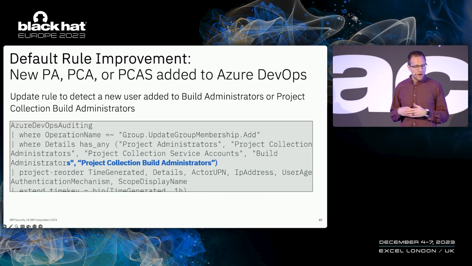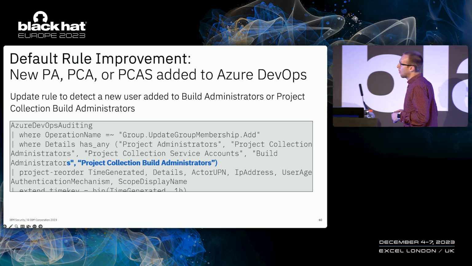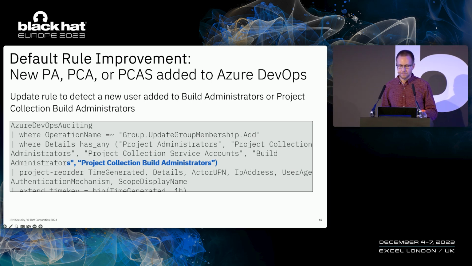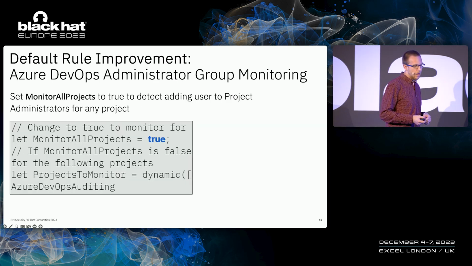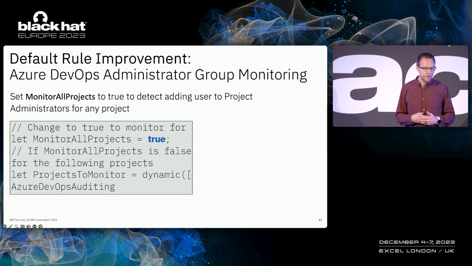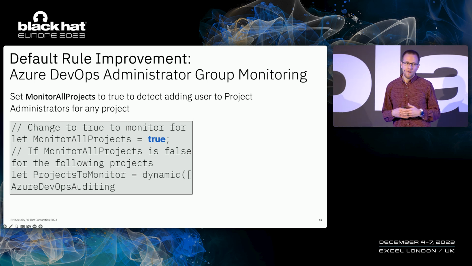For this rule here, update it to detect the build administrators or project collection build administrators. For this one, really straightforward, set the monitor all projects to true. That way you can detect a user being added to project administrators for any project.